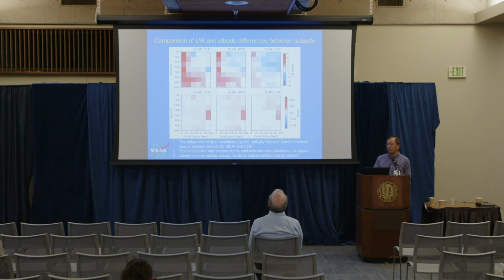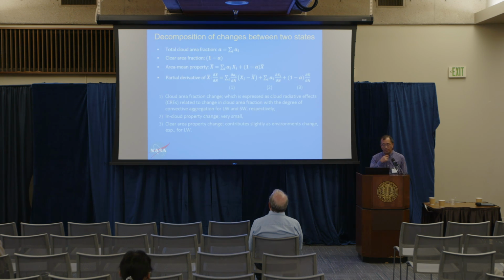So you convert the albedo to shortwave, and it is about the same order of magnitude. You see there's more difference in the upper thick anvil cloud areas. So the last result I'm going to show compares the partial derivative of the mean values. So I decompose into the change due to cloud fraction and the change due to properties. And this is expressed as the difference from the environment. So it's more like a cloud-related effect. And this term is much bigger than the second term. And the last one has some contribution for longwave.